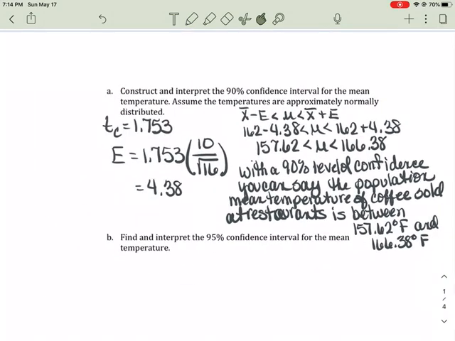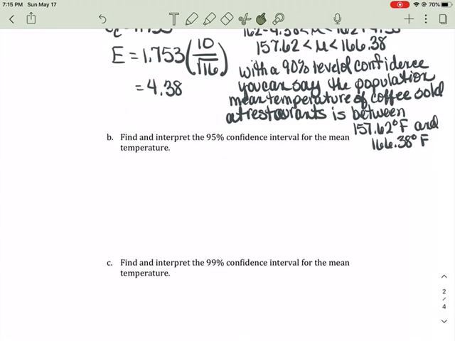Okay? All right, so I'm not going to make you guys interpret the other ones, even though it does say to. It'll take a little bit more time than I have in my video time. So find and interpret. Okay?